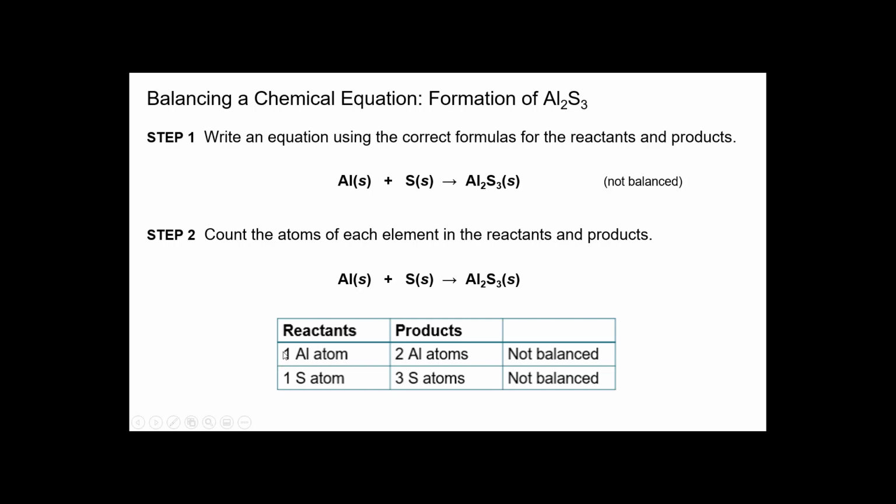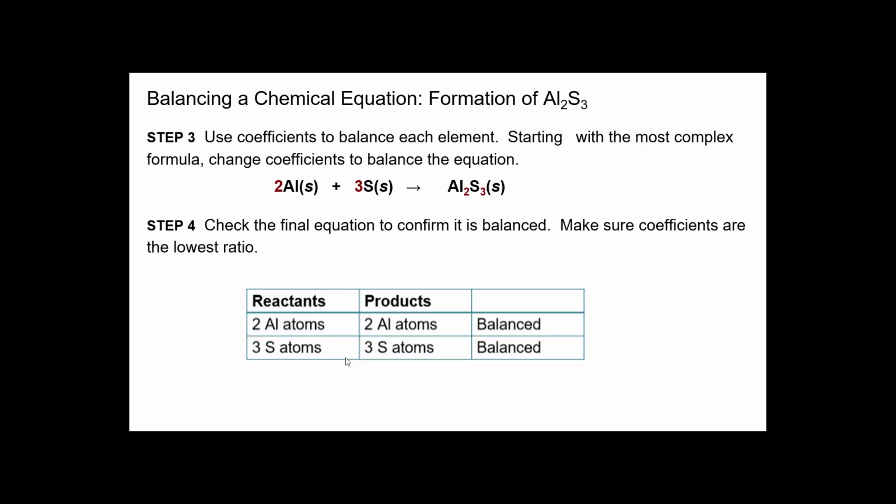So first thing, write an inventory. I would write 1 aluminum atom. I would write 1 sulfur atom. I have 2 aluminum atoms, and I have 3 sulfur atoms, and this is not balanced. They have to be equal on both sides. So this is where you start adding coefficients in. Because I have 2 aluminum atoms on this side, I would add a 2 as the coefficient on this side, and then I would come down and fix my table.